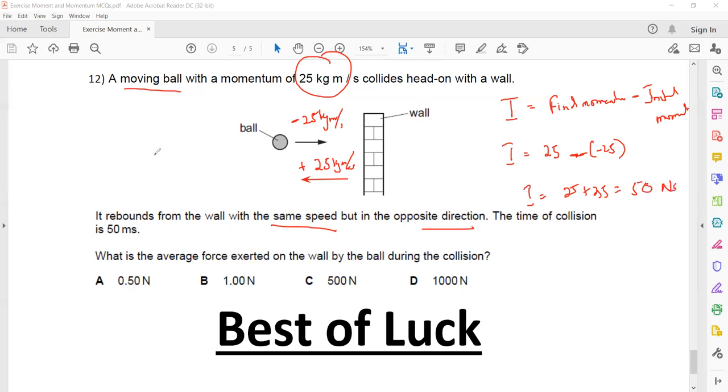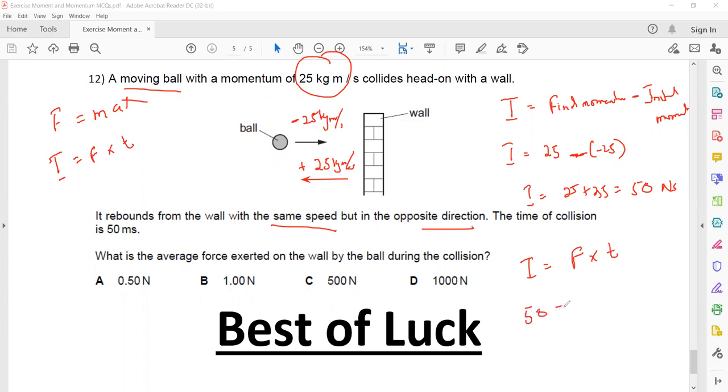We have to find the force. So force we can find by using a formula, F is equal to ma, or impulse is equal to force multiplied by time. But in the question, because we don't know the initial and final velocity, we cannot use the first formula. So first we are finding the impulse, which is 50 here, and then impulse is equal to force multiplied by time.